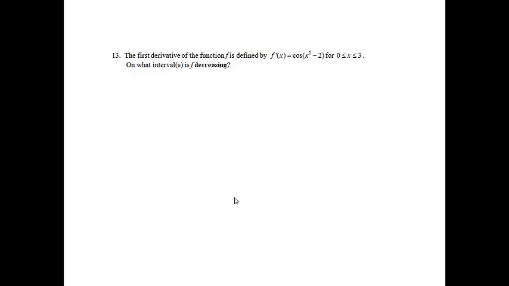All right, number 13. The first derivative of the function f is defined by f prime of x equals cosine of x squared minus 2 for x being between 0 and 3. On what interval is f decreasing? Well, if I want to know where f is decreasing, I need an f prime chart. And fortunately, I'm given f prime, and I do get to use my calculator, so I'm going to actually look at what f prime looks like.